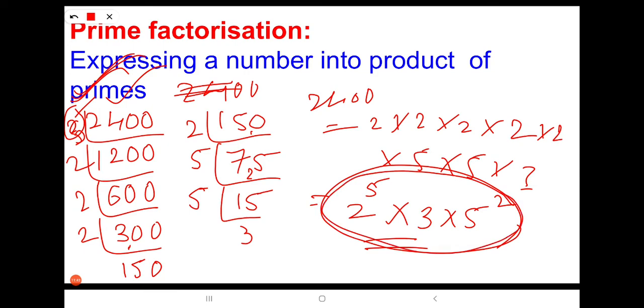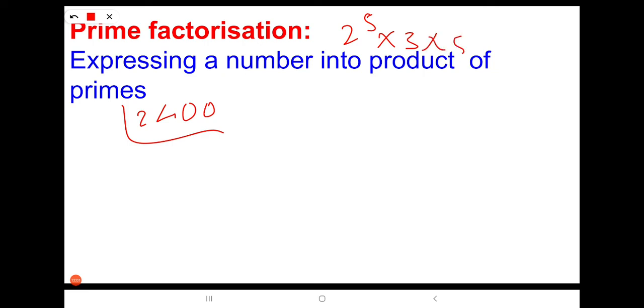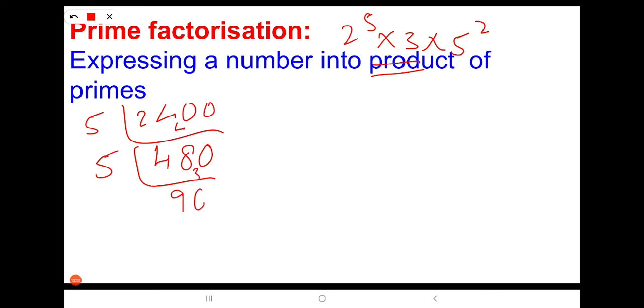Let us see this same problem. I am starting with the 5 table, 2400. Remember what is the solution? We got 2 power 5 into 3 into 5 power 2, isn't it? Right. So I'm starting with the 5 table. 5 fours are 20, 4 is remaining, 5 eights are 40, 0 as it is. And again 5 table, 5 nines are 45, 3 is remaining, 5 sixes are 30.